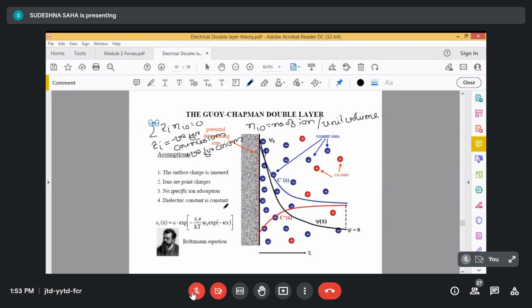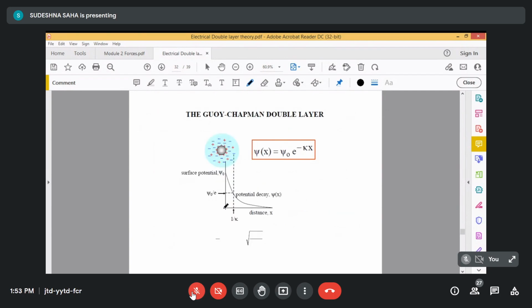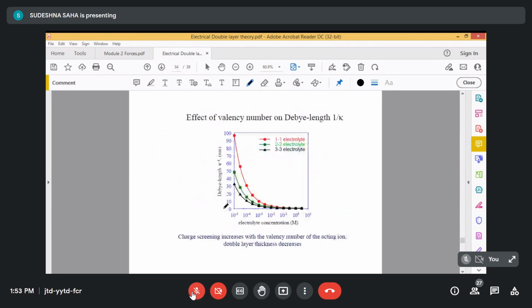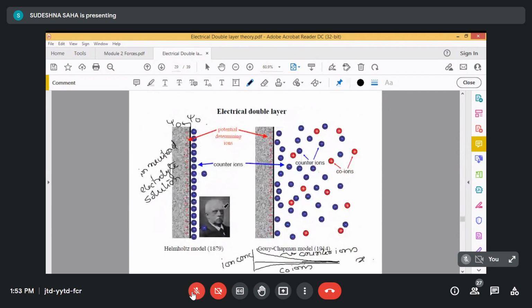But there is also another equation, which is basically the Helmholtz theory. It basically says that there will be a direct fall of potential energy like this, and then it will remain constant. Also the concentration of the ions: all the counter ions will get attracted to the surface, and then it will be constant as it is for the bulk of the electrolyte.